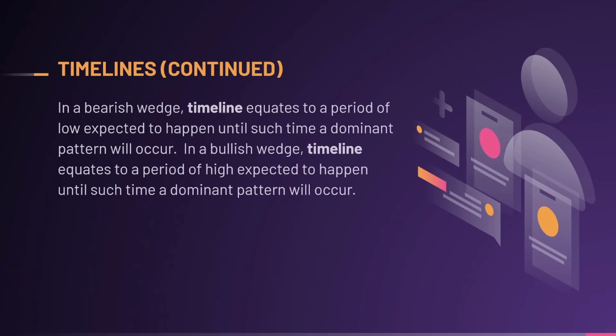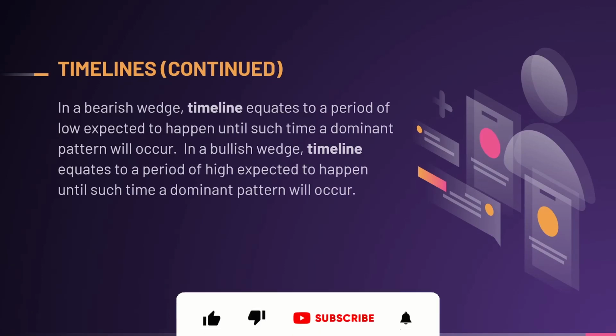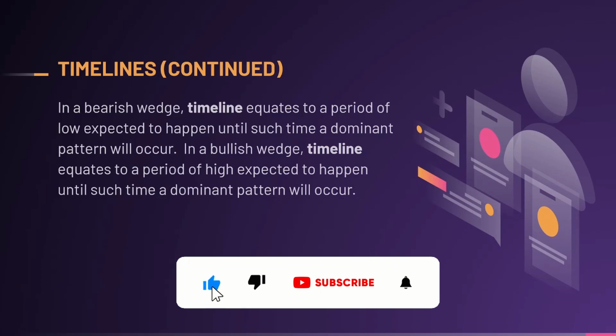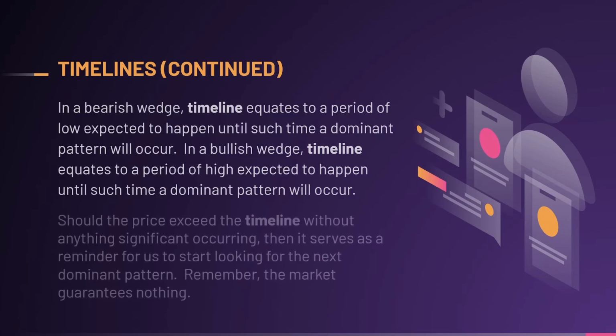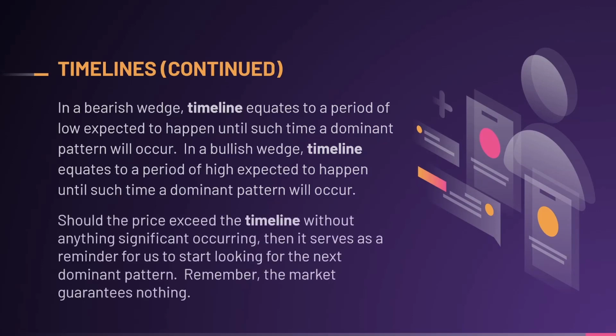In a bearish wedge, timeline equates to a period of low expected to happen until such time a dominant pattern will occur. In a bullish wedge, timeline equates to a period of high expected to happen until such time a dominant pattern will occur. Okay? Should the price exceed the timeline without anything significant occurring, then it serves as a reminder for us to start looking for the next dominant pattern.